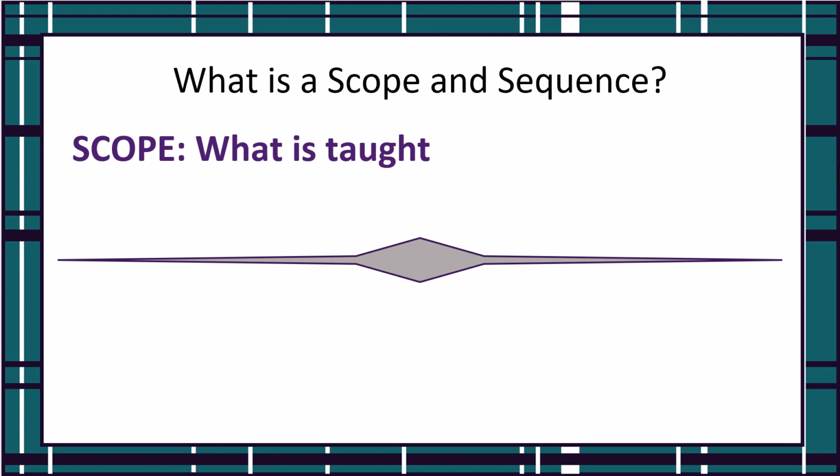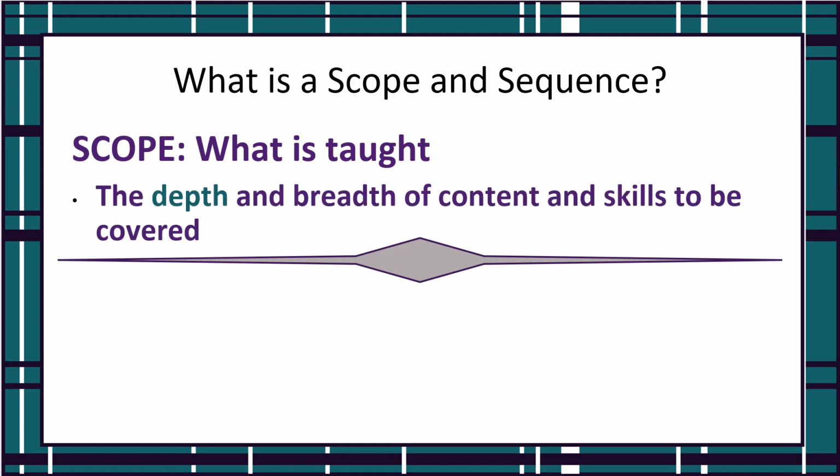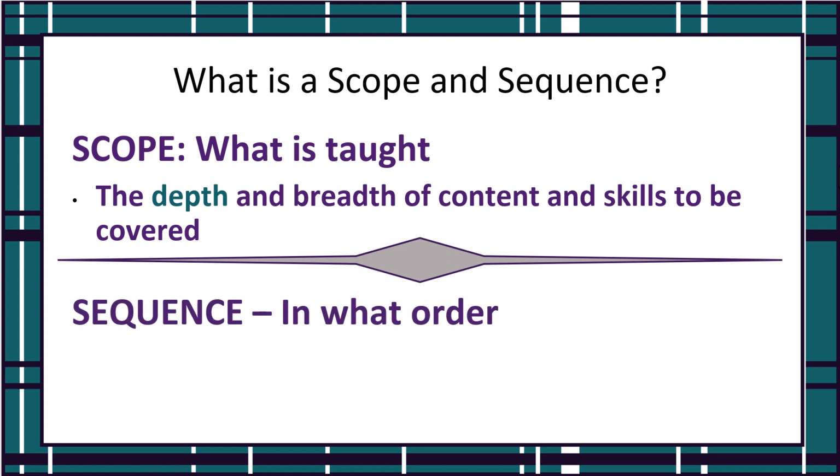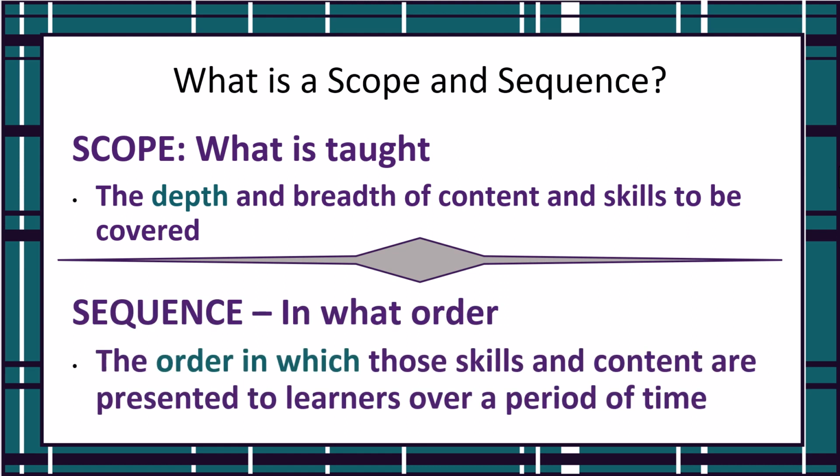The scope and sequence spells out in broad strokes what is covered and in what order at each class level. The scope and sequence provides the big picture view of the curriculum, the foundation upon which the other pieces are built. The scope lays out the depth and breadth of content and skills to be covered. And the sequence provides the order in which those tools and content will be taught over time.